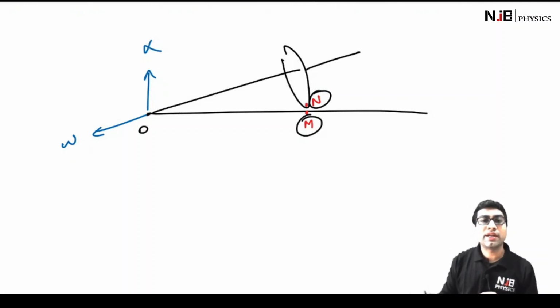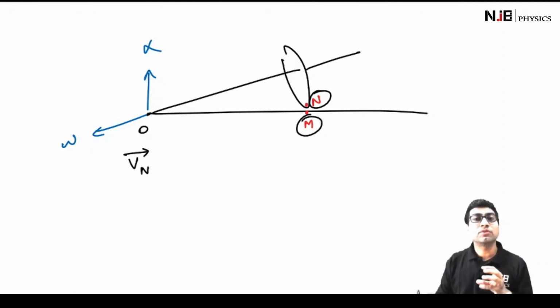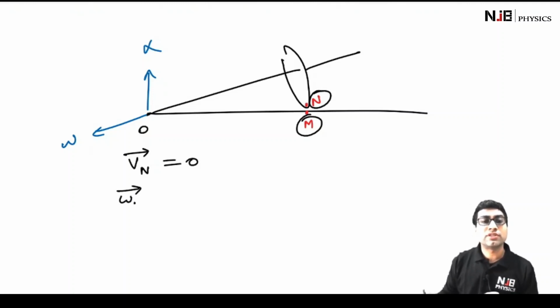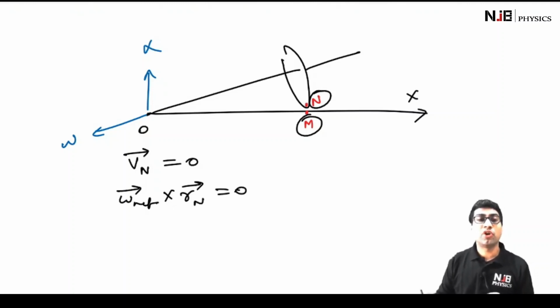So I'm going to write the condition for pure rolling, which is going to become velocity of this point N, which is the bottommost point on the smaller disk we are considering, should be equal to 0. Now how are we going to write the value of this point N? It is very easy. It is the omega vector, which is the net angular velocity, cross product with the position vector of the point N. This should be equal to 0. And we already know the value of net angular velocity, so we just have to take its cross product with the position vector of this point N and equate it to 0.